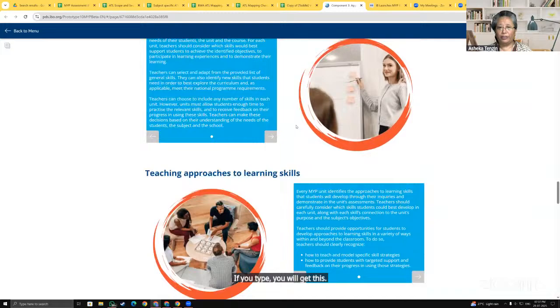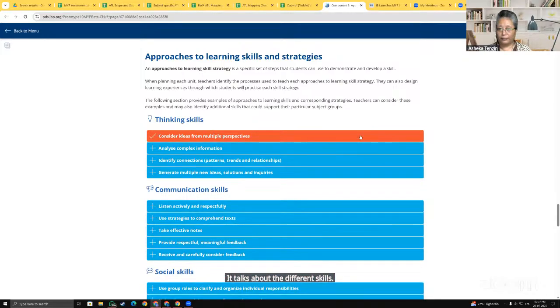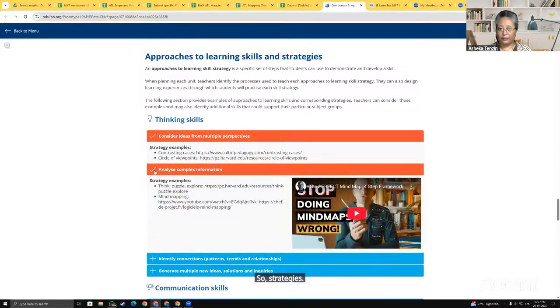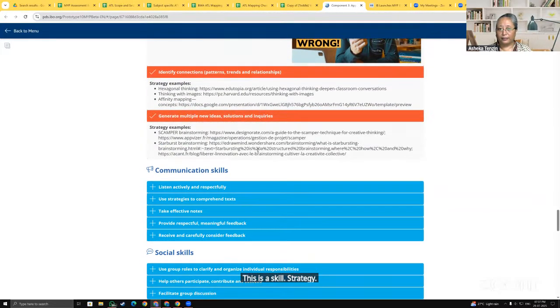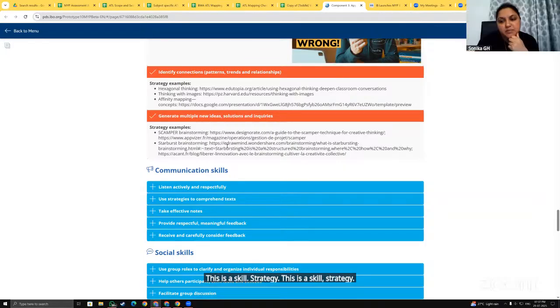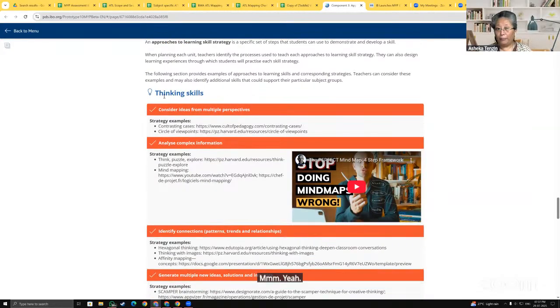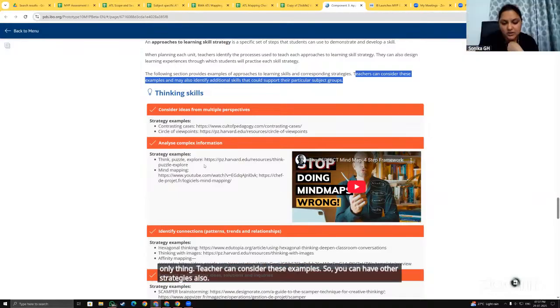Okay, so when you read this document, it talks about the different skills. And it gives you strategies also. In thinking skill, this is the skill, and these are the strategies. Okay. Ma'am, just one clarification. In this link, we are able to see all the revised strands? Yeah. But these are examples. They have not said that these are the only things. Teachers can consider these examples, so you can have other strategies also. Got it.